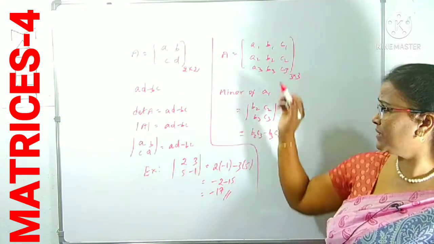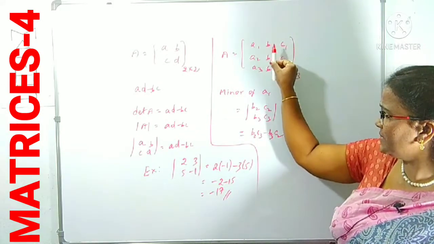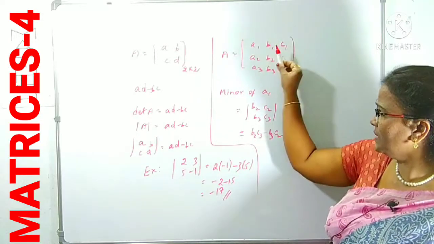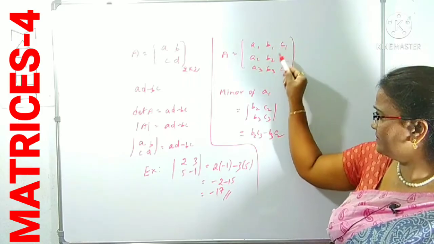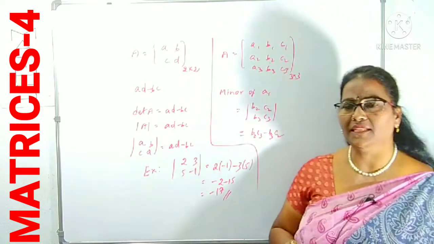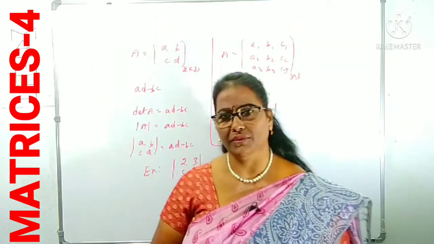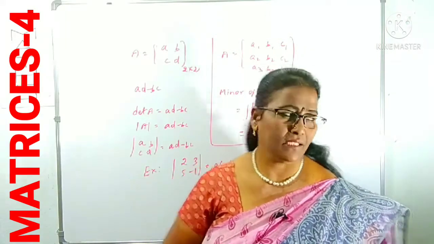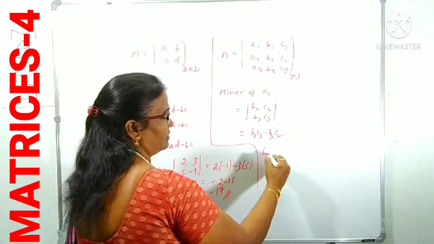Suppose B2 is needed. Where is B2? B2 is in the second row, second column. After closing these two, what are the left over? A1, C1, A3, C3. That determinant we can find out; that is only the minor of B2. Clear? Like that we can find out the minor of each and every element. Let us see this example.